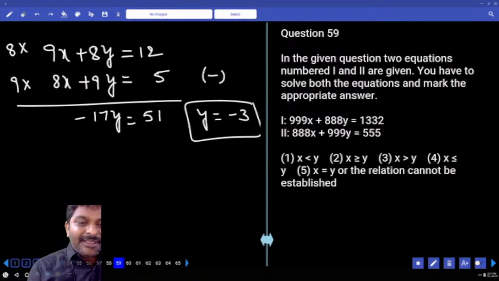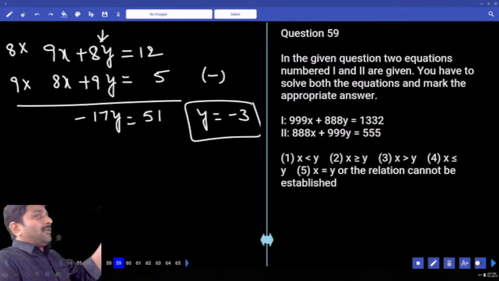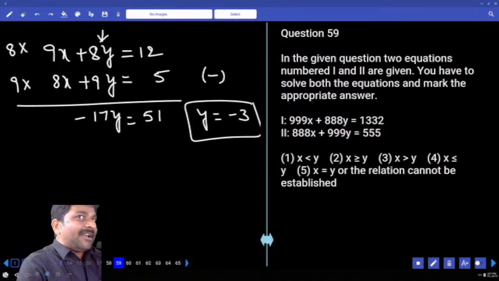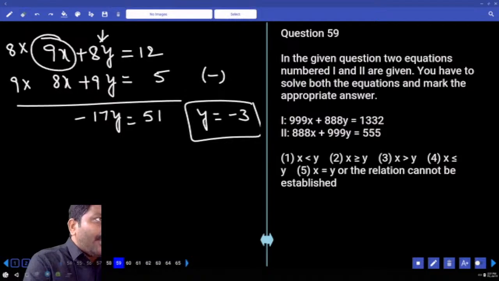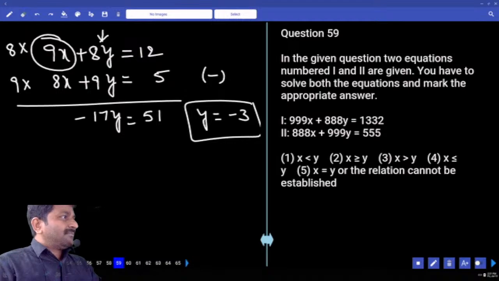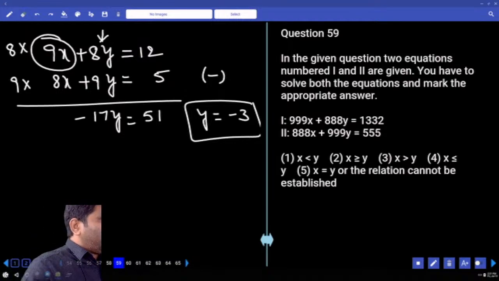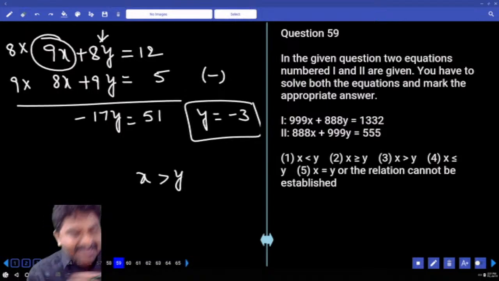Minus. If y is negative, this is a negative number, right? Come on. If a negative number goes to the right-hand side from the left-hand side, what will it become? So is the 9x value going to be positive or negative? Then x is equal to positive. Yes or no? That is sufficient for us. Because y is negative and x is positive, I can directly say x is greater than y irrespective of numbers.